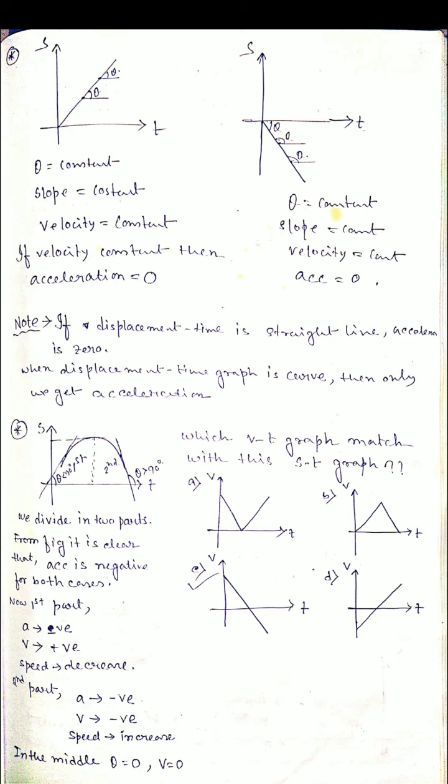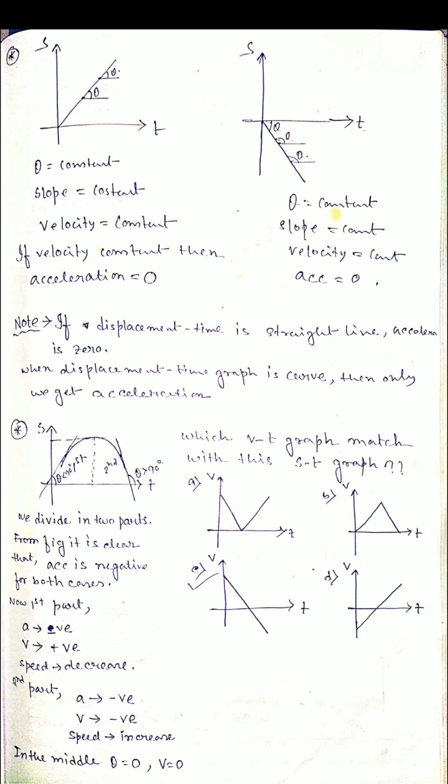In the second figure, here also theta is constant in a negative direction. If slope is constant, velocity is constant, acceleration is 0. Understood? So from the displacement time graph, if it is a straight line, acceleration is 0. We only get acceleration if the displacement time graph is any curve.